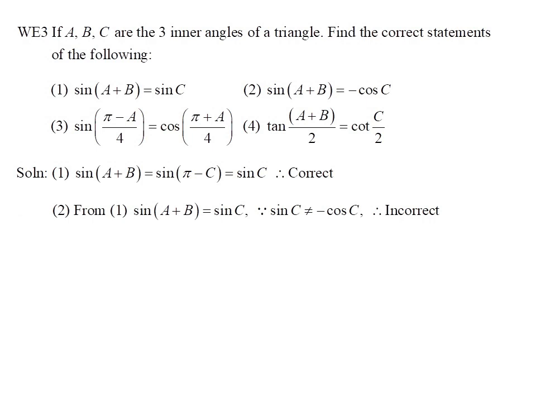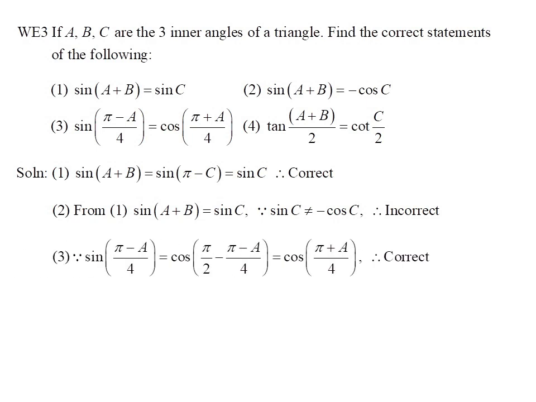We apply the complement rule to the left-hand side of the second statement and find sine (A plus B) equals sine C, which is not equal to negative cosine C. So the second statement is incorrect. As for the next statement, since sine of (pi minus A) all over 4 equals cosine of (pi over 2 minus (pi minus A) all over 4), which equals cosine of (pi plus A) all over 4.